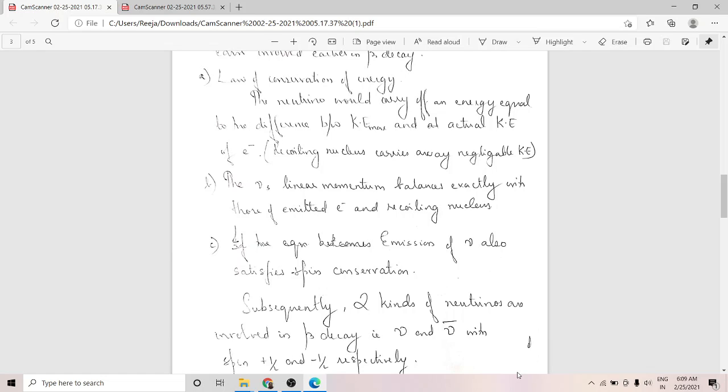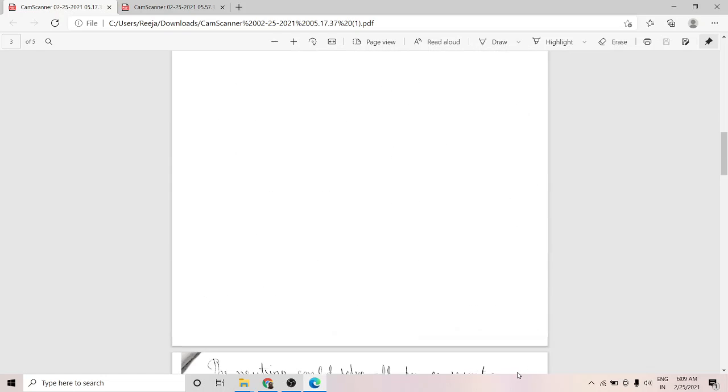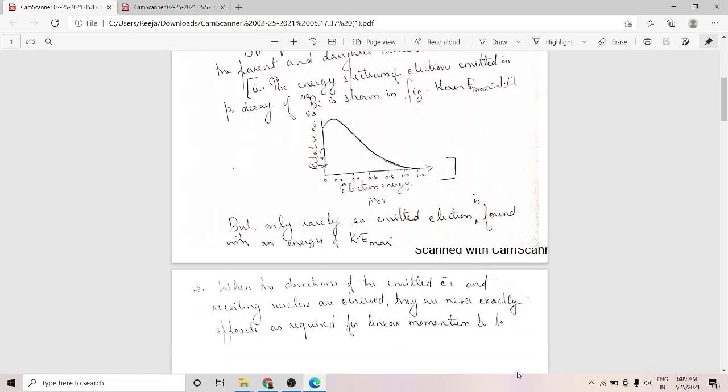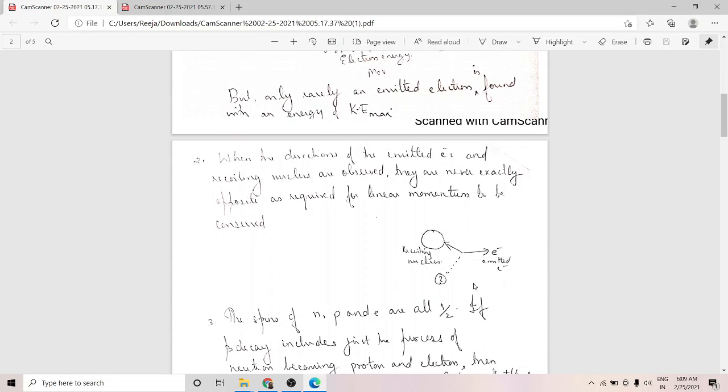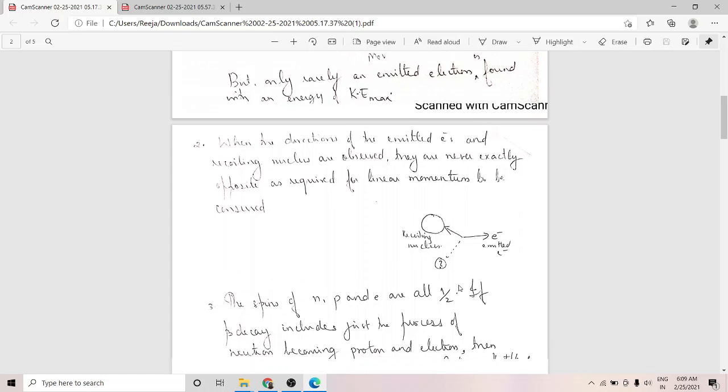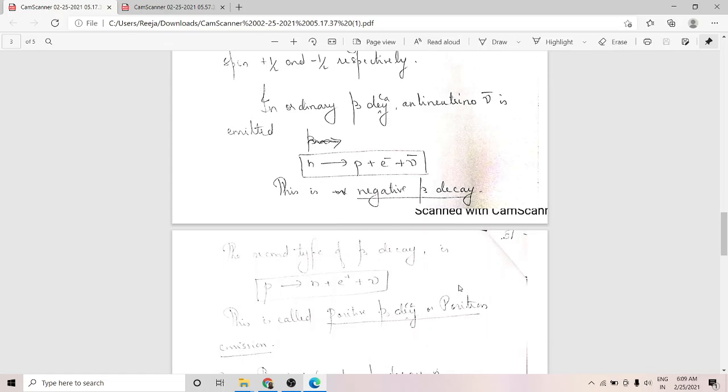The neutrino's linear momentum direction exactly balances those of the emitted electron and the recoiling nucleus. So if there is a neutrino, the recoiling nucleus goes in this direction and the neutrino goes in this direction, so that the effective direction is something like this, which is exactly opposite to that of the emitted electron. So the problem of linear momentum is also solved.